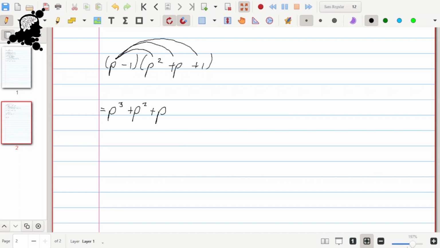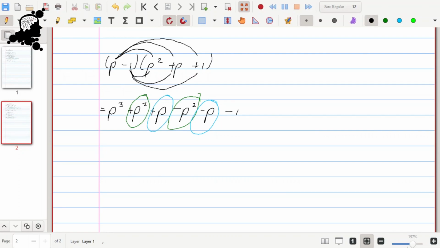positive p. Negative 1 times p squared, this is going to give me negative p squared. Negative 1 times p, this is negative p. Then negative 1 times positive 1, this is going to give me negative 1. Let's identify like terms. We've got p squared and negative p squared. We also have negative p and positive p.